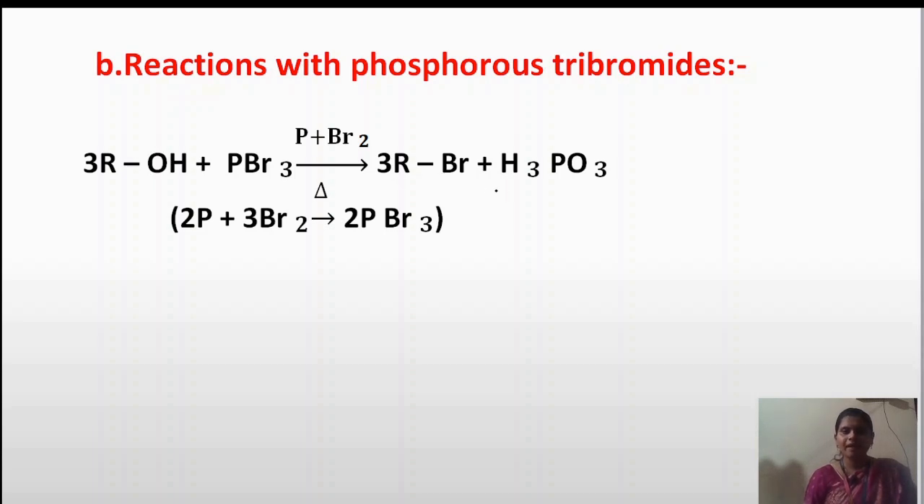Now the general reaction is 3 ROH reacts with PBr3 to give 3 RBr and H3PO3. This is the in situ reaction, where formation of PBr3 takes place by using phosphorus and bromine. Now this is the general reaction. I take a specific example here.